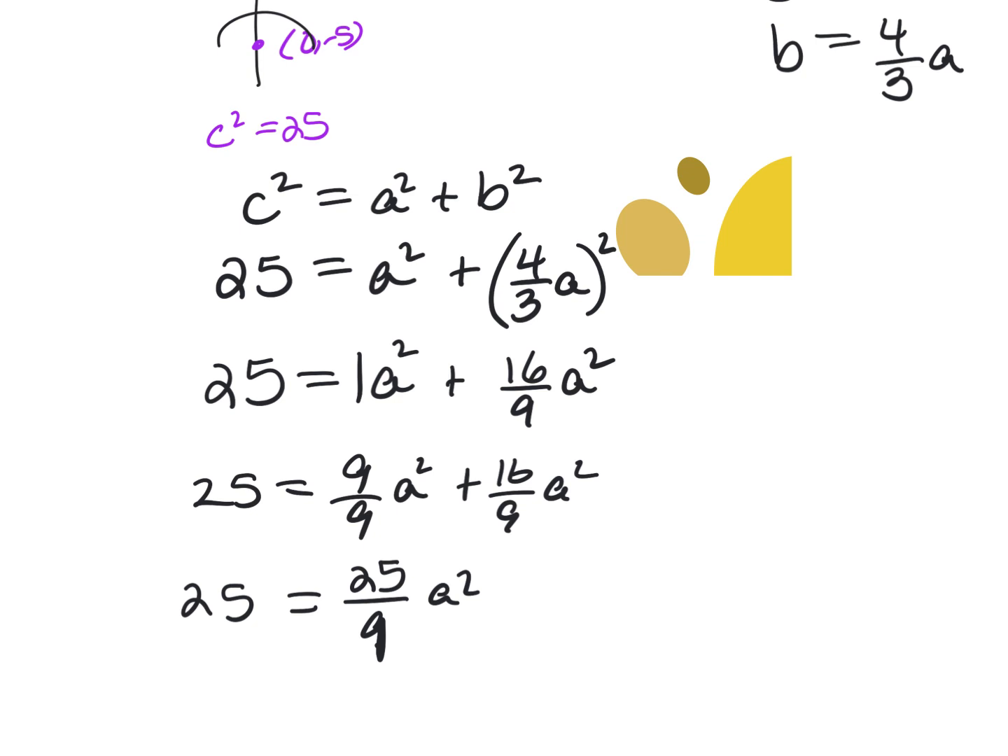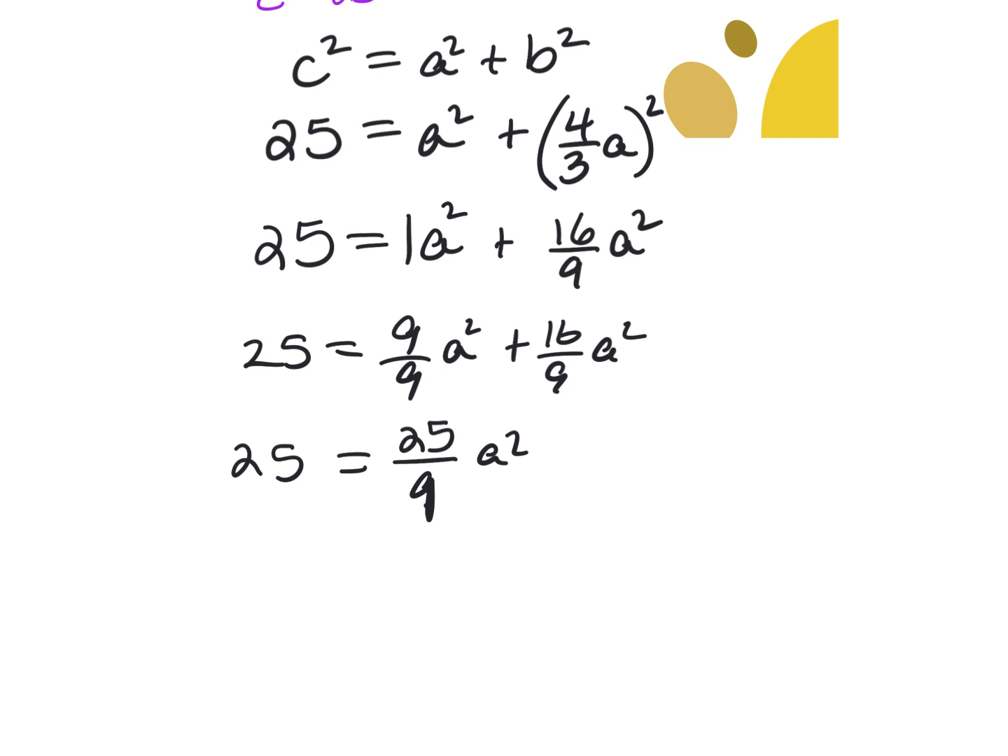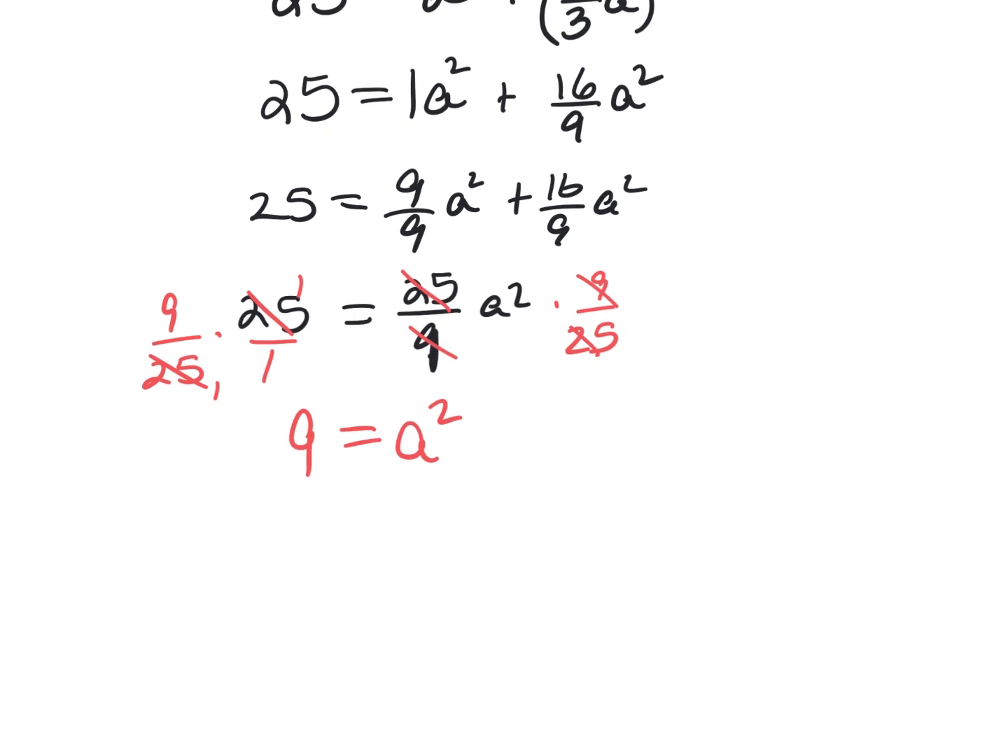I need to isolate a squared. So I'm going to divide by 25 over 9, which really means multiply by the reciprocal, because then this cancels. Write the same thing over here, and then this simplifies, and I get 9 equals a squared. I don't need to square root it. I'm going to use that now to find b. So now that I have a, I can go ahead and plug it right back into this thing again.